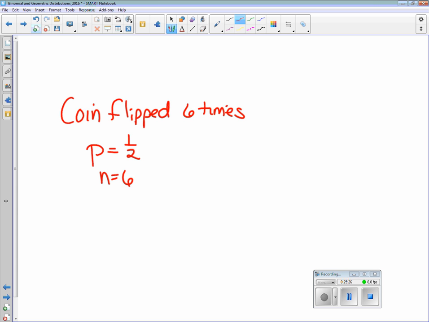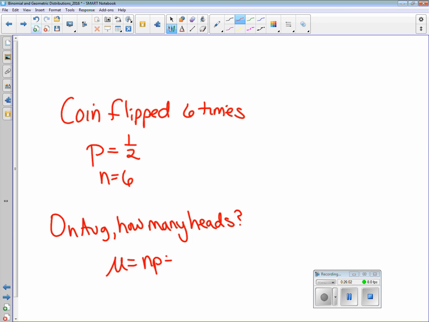On average, how many heads do you expect when you flip the coin 6 times? How do I answer that question? Well, the formula is in front of you, right? It's on your formula sheet. The mean is what we're looking at. That's what average means. So the formula is N times P. So it's going to be 1/2 times 6, which is just 3.